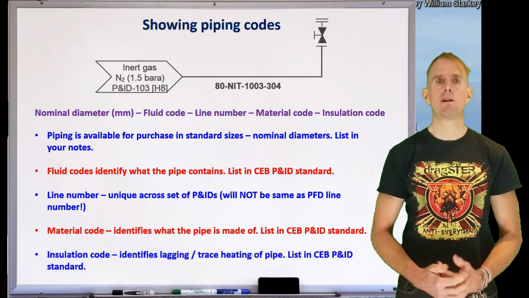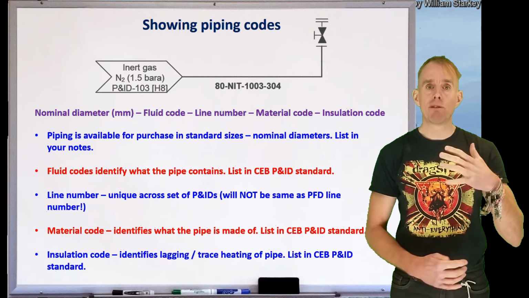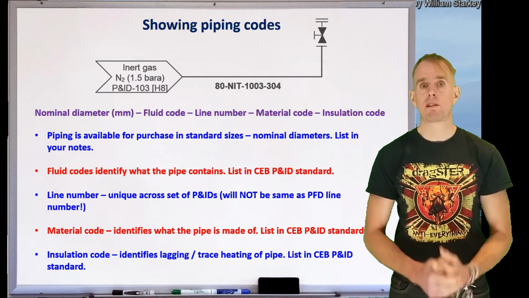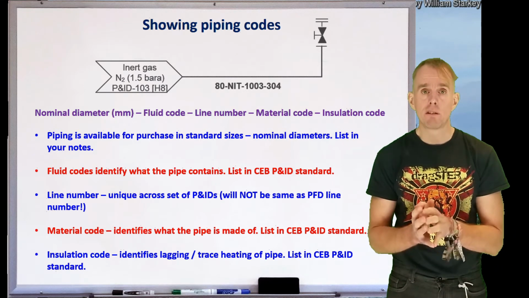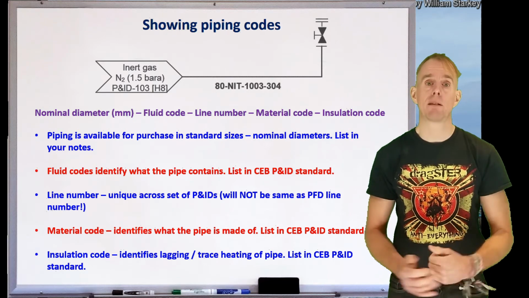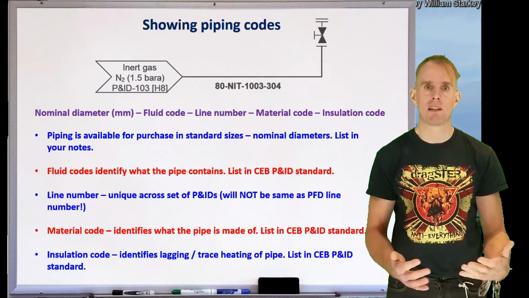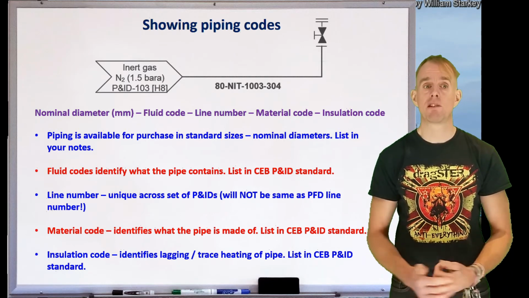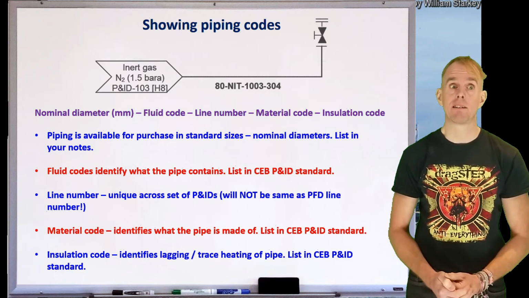There's one final code that optionally you can include on a piping code, which pertains to insulation. If you've got very hot or very cold material in the pipe, you don't want heat to be either lost or gained. And so it's common to lag pipes with glass fibre, for example, or even to include heating elements if you want to keep that surface hot. And these heating elements we call trace heating, and they can be electrical or they can be steam based. Again, there's a list in your CEB P&ID standard.